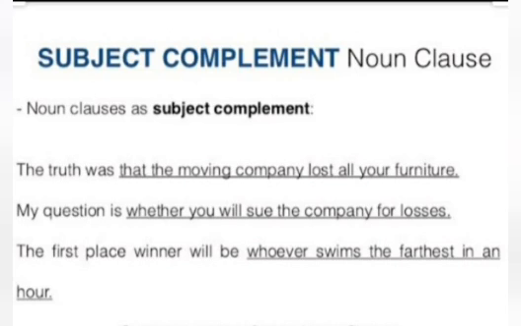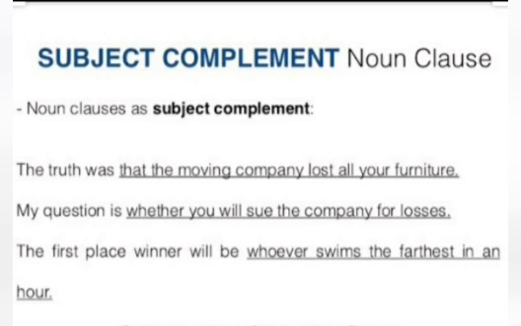Clear? Take another example. My question is whether you will sue the company for losses. So ask the question what to the sentence. What is the question? Whether you will sue the company for losses. That is your noun clause. Yes, the other way to find the noun clause is that it begins with your relative pronoun, that is "whether". Okay?